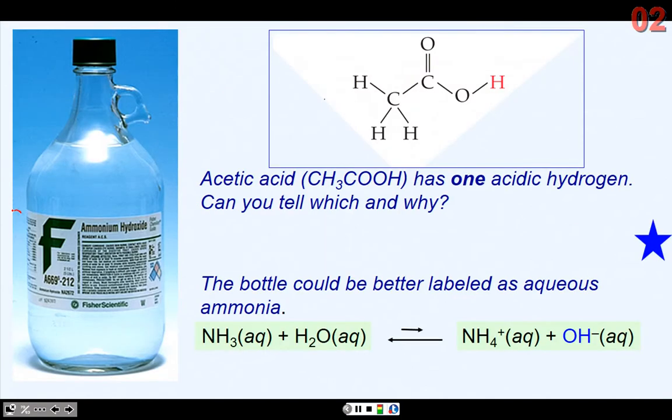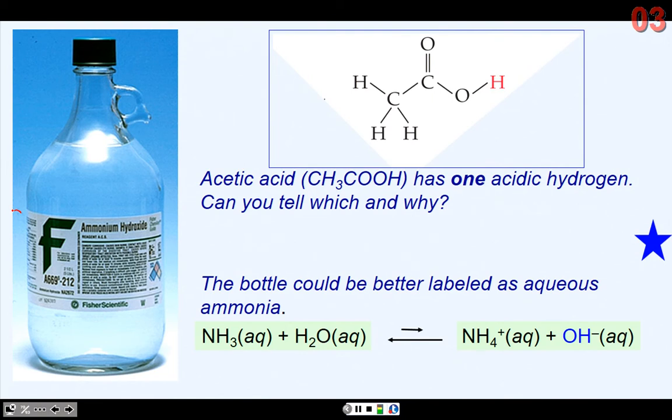All right, here's another couple of things to think about. So we have some things that we should discuss. On the left is a bottle of ammonium hydroxide. Well, you could also call it aqueous ammonia because it's literally ammonia in water that makes ammonium hydroxide. Fair enough. If you think about ammonium hydroxide, it sounds like it should be a salt, which it could be if you remove the water, but it's usually an aqueous solution.